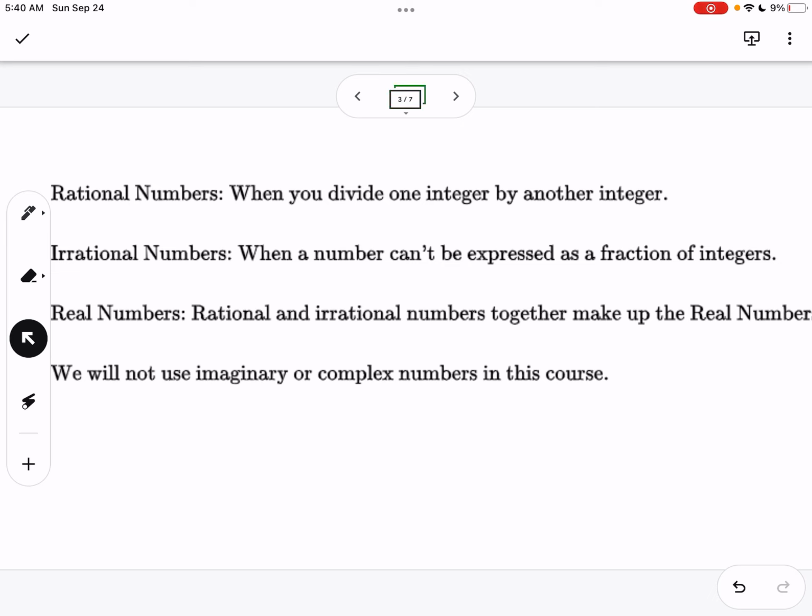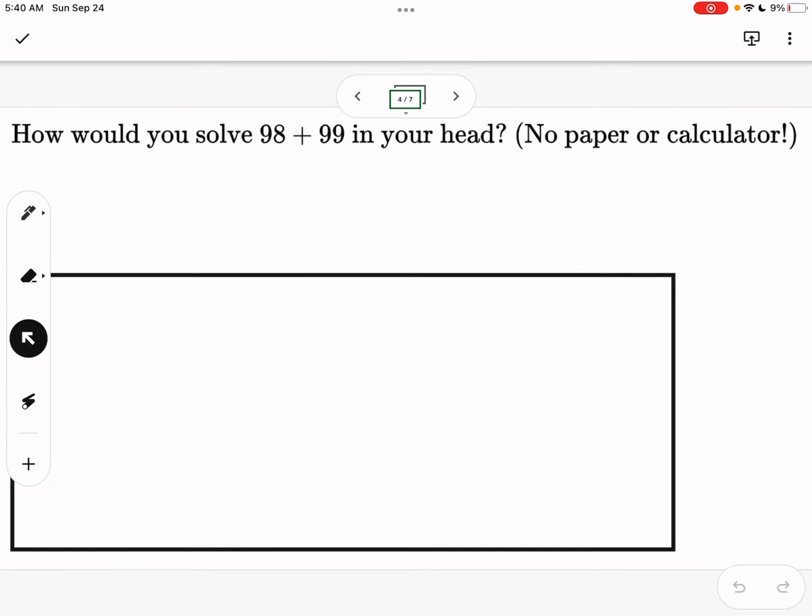So now that we have our operations, we're going to look at a couple different properties of some of these operations. So the first question is, how would you solve 98 plus 99 in your head? You're not allowed to use paper, you're not allowed to use a calculator. And yes, we can do 9 plus 8 is 17, so we end up with a 7 in the ones, and then 9 plus 1 is 10, plus another 9 is 19, so we have 19 tens plus 7 is 197. Yes, we can do that in our head.